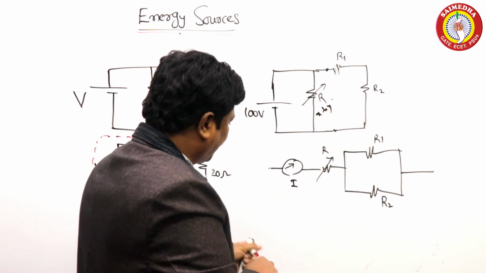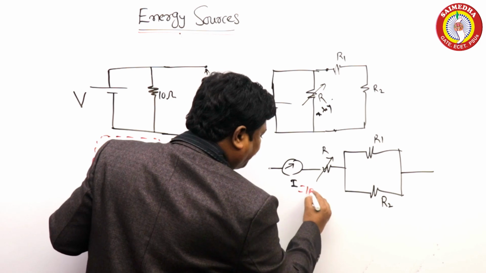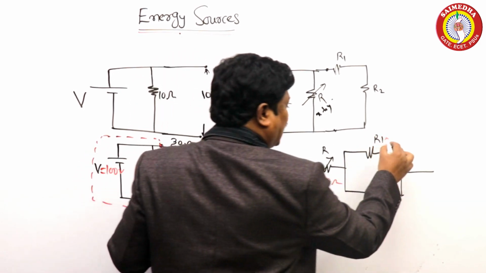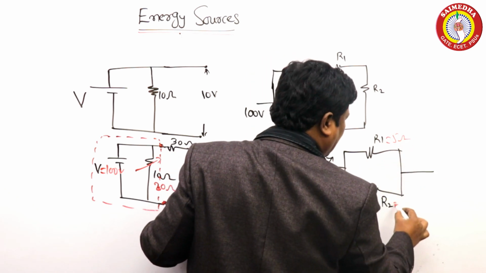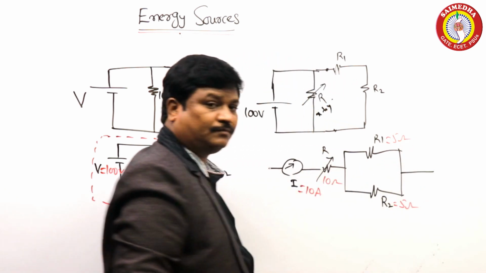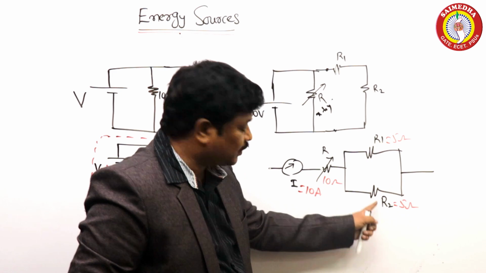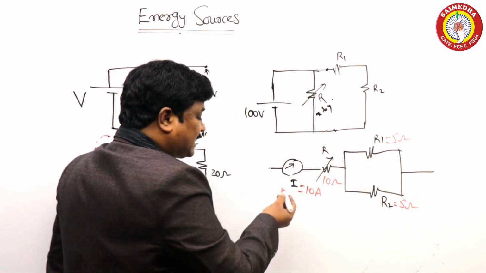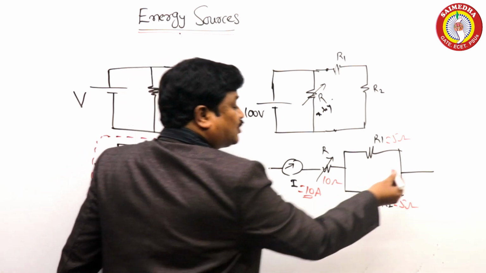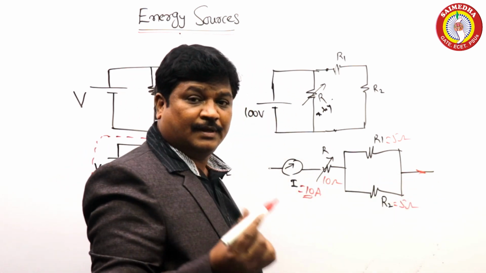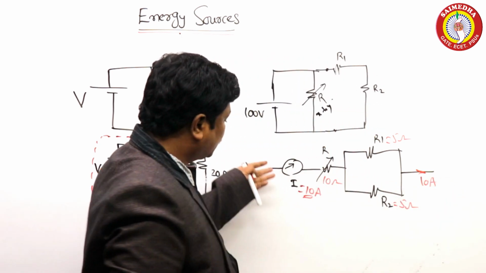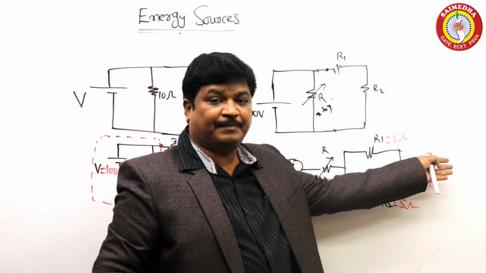You see here, if I is 10 amperes, R is 10 ohms, this R1 is 5 ohms, this R2 is 5 ohms. These R1 and R2 are fixed. What is the current here? 10 amperes. What should be the current here? As per the knowledge, the current here is 10 amperes only. So here is 10 amperes, here is 10 amperes.